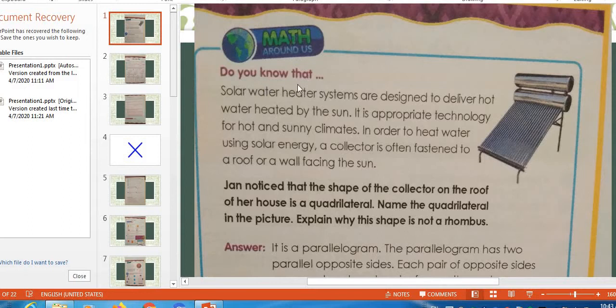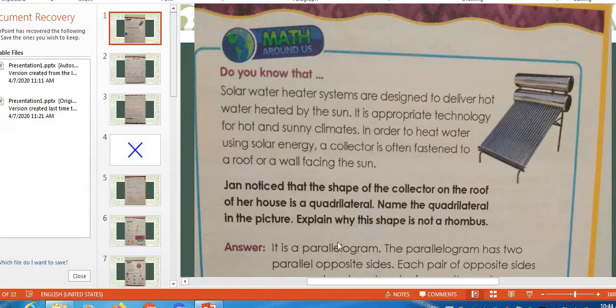Do you know that it's information for you? Solar water heater systems are designed to deliver hot water heated by the sun. It's appropriate technology for hot and sunny climates. In order to heat water using solar energy, a collector is often fastened to a roof or a wall facing the sun. Jeanne noticed that the shape of the collector on the roof of her house is a quadrilateral.